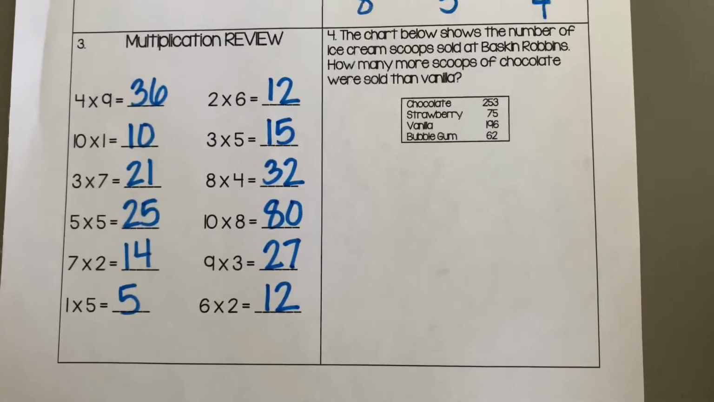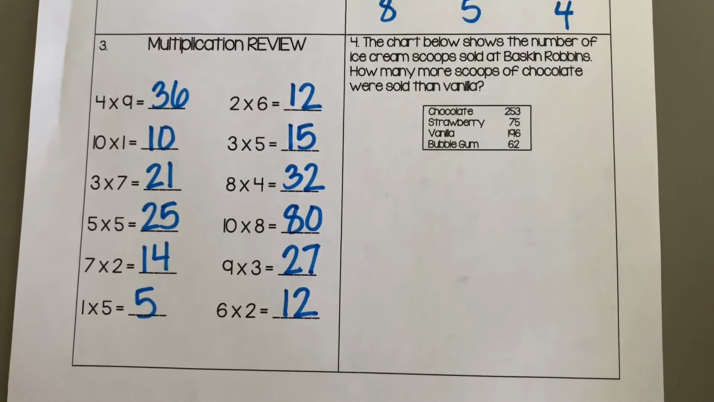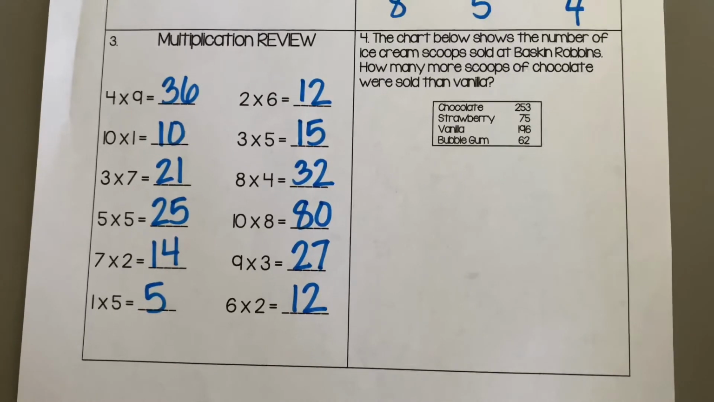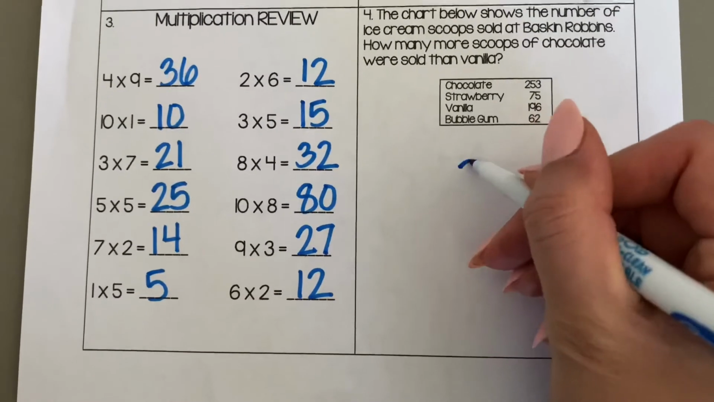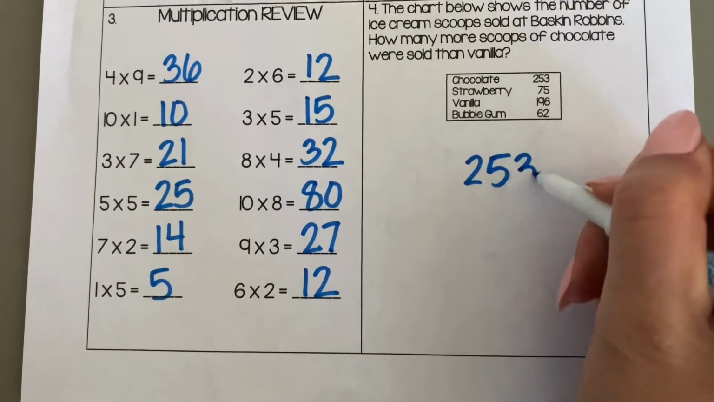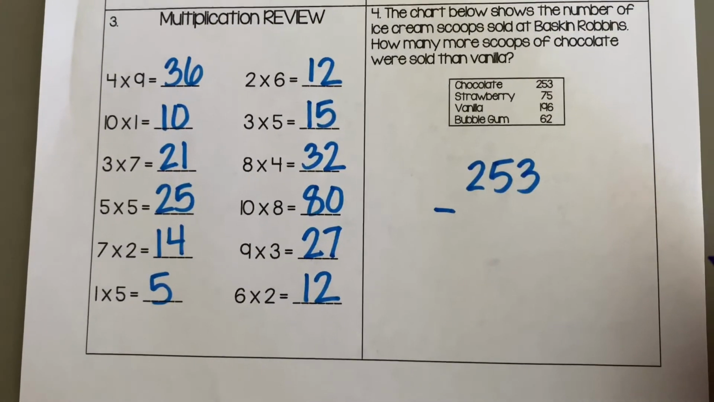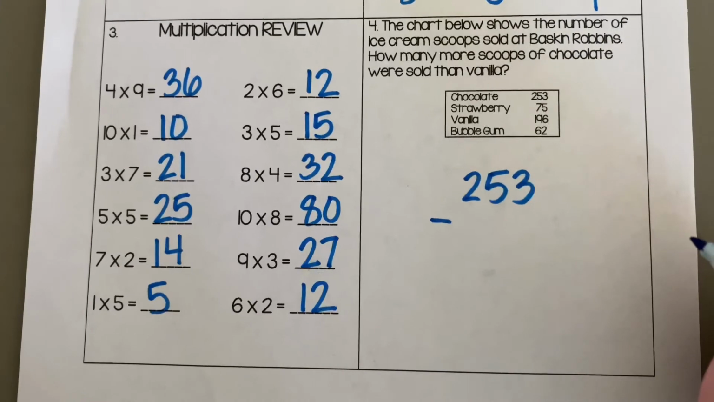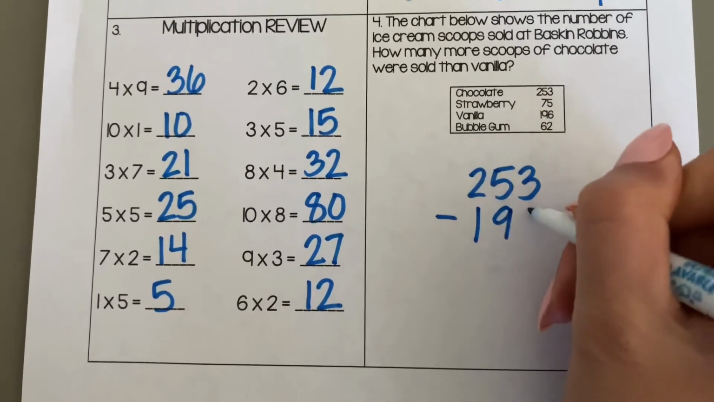All right. Number 4, the chart below shows the number of ice cream scoops sold at Baskin-Robbins. How many more scoops of chocolate were sold than vanilla? So you can see here that there are more chocolate scoops sold. They want to know how many more, and how many more means we need to subtract. We're trying to figure out how many more scoops were sold than the others. So vanilla, we have 196.